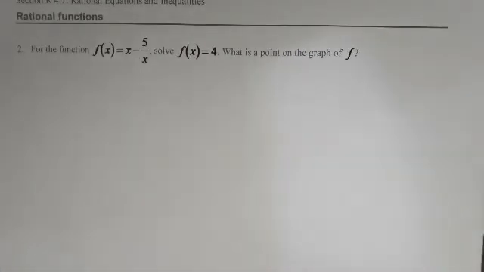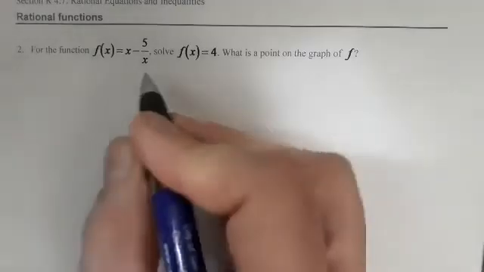Now we're using the same concept, but now we're throwing a little bit of function notation into here. For the function f of x equals x minus 5 over x, solve f of x equals 4. What is the point on the graph of f? So first, let's just solve this thing, and then we'll talk about the point on the graph. So if we want to solve this thing, this is my equation.